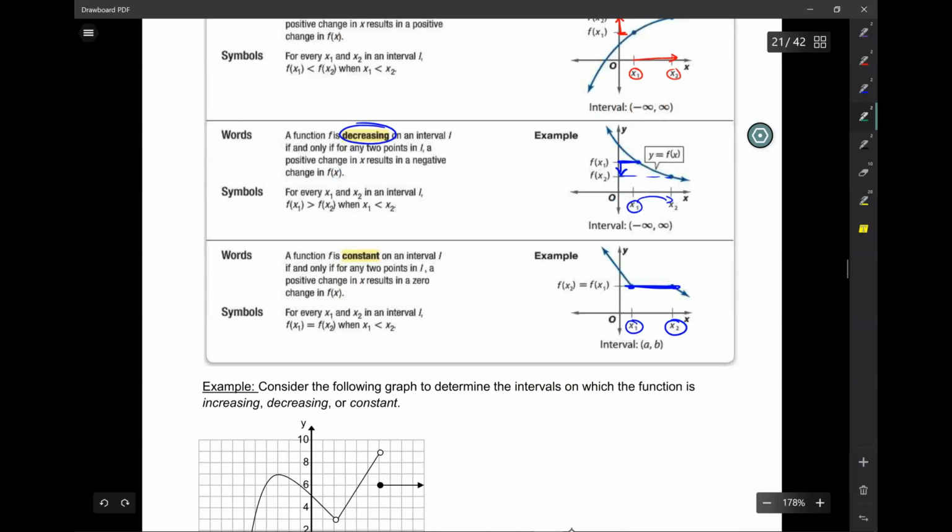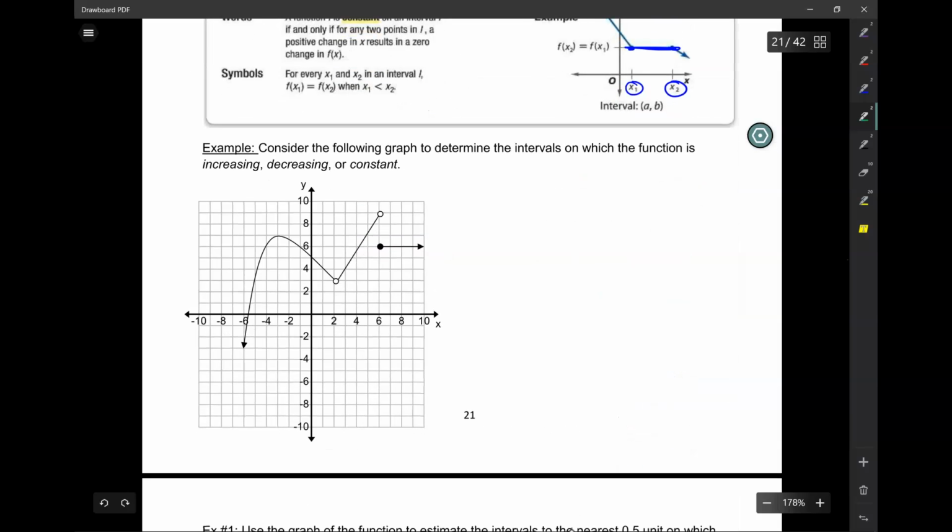Okay. So take a look at this function. Consider the following graph to determine the intervals on which the function is increasing, decreasing, or constant. So you want the intervals on which the function is increasing or decreasing. Intervals means you want the x values over which the function is increasing, decreasing, or constant. All right?